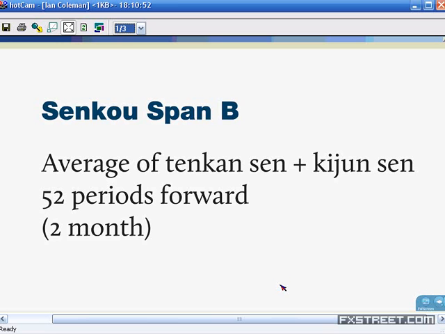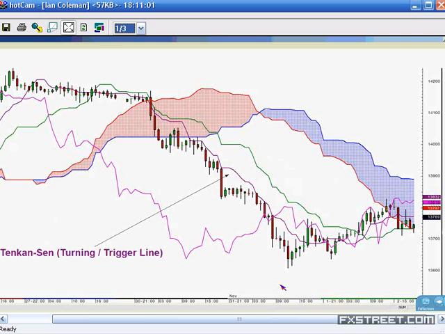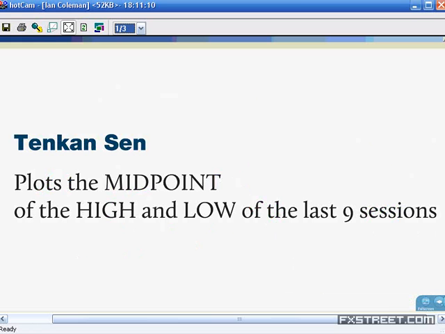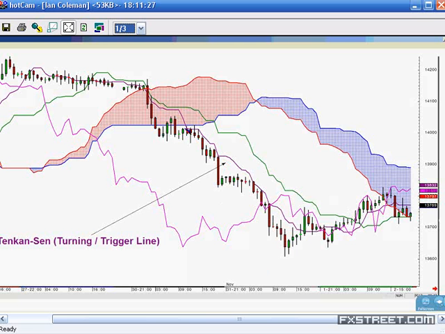And then we have the Zen lines. Okay, 2 Zen lines. We've got the Tenkan Sen, which is the turning line or trigger line. Now this is similar to a 9 moving average, apart from it plots the midpoint. Okay, remember we said the average before. It plots the midpoint of the high and the low of the last 9 sessions. Now that's quite important. If we just flip back, okay, you can see how close it is to price action.